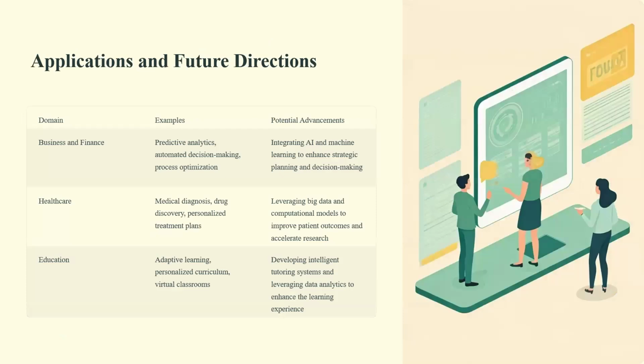So there are different areas where computational thinking can be applied. We have business and finance, healthcare, and education. In business and finance, we have predictive analytics, which has to do with futuristic events. You are able to look at data and see, based on this data, this and this have high chances of happening. So that's predictive analytics.